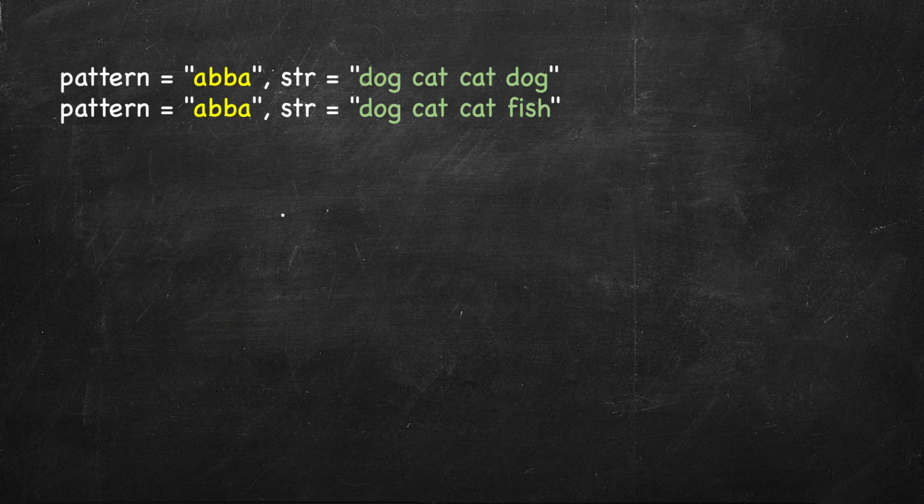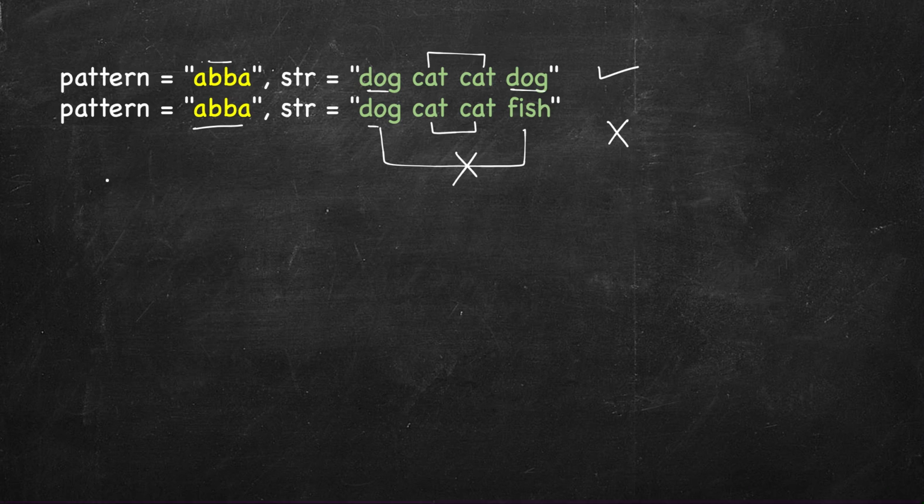So let's take one concrete example. We have this pattern A, B, B, A. So clearly first and last are the same. Here also first and last are the same, dog, dog. Second and third are the same. Here also they are the same. So it's a valid pattern. Now here this is the same pattern, but you see that although second and third are the same, first and last are not the same. So this is an invalid pattern.